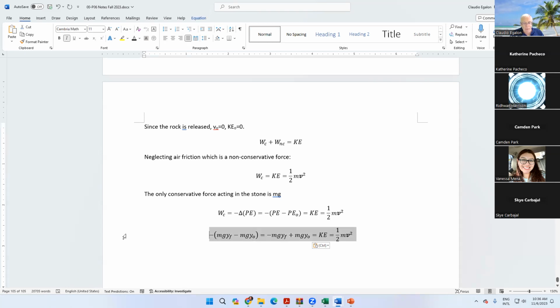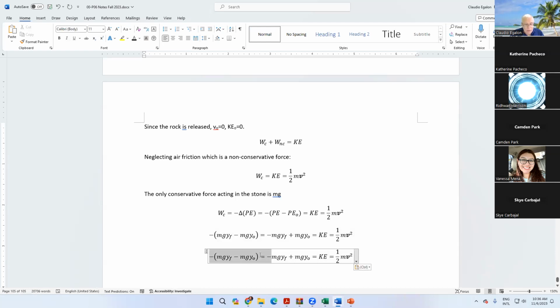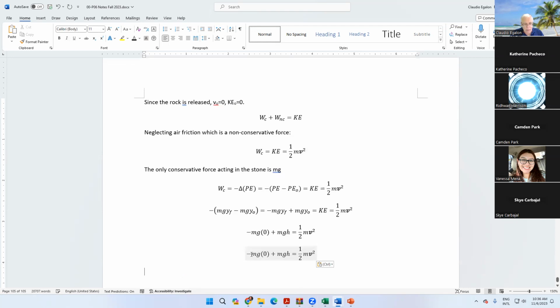And then we have this term. So you know that the initial position is going to be h, and the final position is going to be 0. I'm going to put 0 here, just to emphasize it. The relationship is this one right in here. Then what we are left with is going to be something like that.